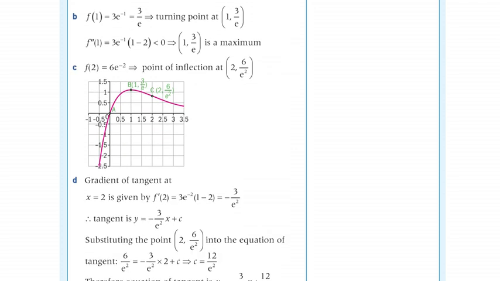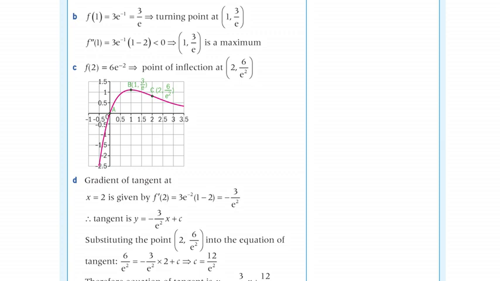C. At the point of inflection, x equals 2. F of 2 equals 6 multiplied by e to the negative 2 implies point of inflection at 2, 6 divided by e squared. Before we can sketch the graph, we need to find any intercepts. F of 0 equals 0, which means that the graph passes through the origin.